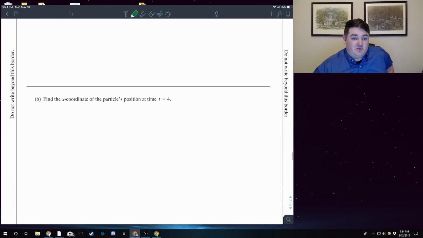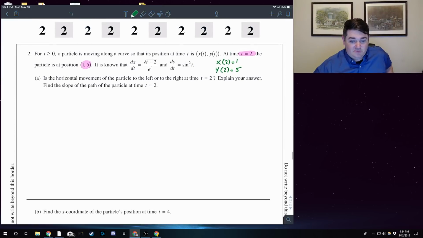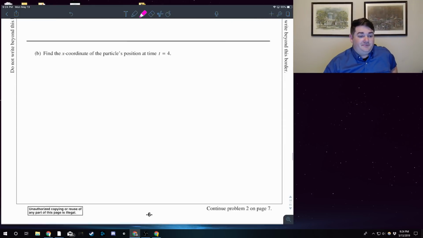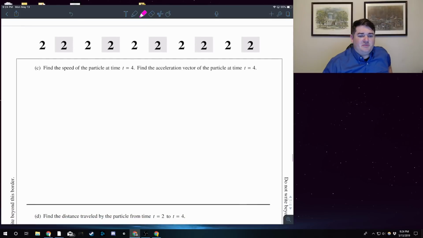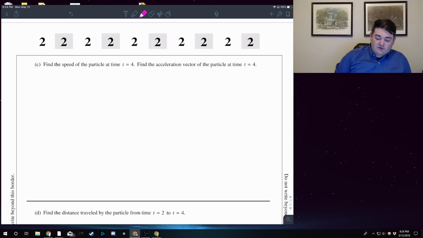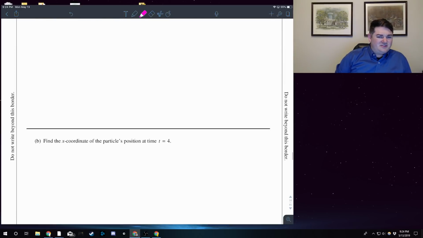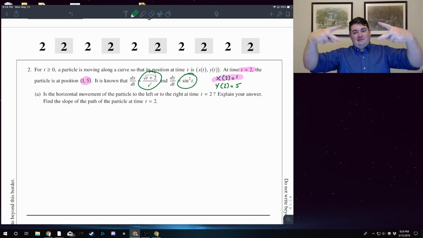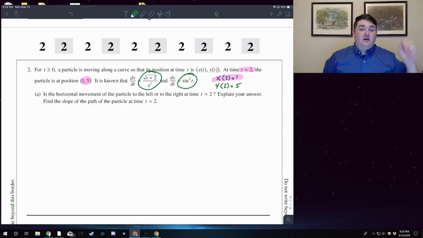B, find the x-coordinate of the particle's position at time 4, so that's an FTC1 problem. Set up an integral, use the initial condition that we have from right here. C, find the speed of the particle. Okay, straight formula chart stuff: the square root of (dx/dt) squared plus (dy/dt) squared, plug in 4. Find the acceleration vector of the particle at time 4. They said vector. This problem wasn't given to you as a vector. That does not really need to concern you. You're just going to take the derivative of this, plug in 4, derivative of this, plug in 4, and then stick some pointy brackets on either side of it.